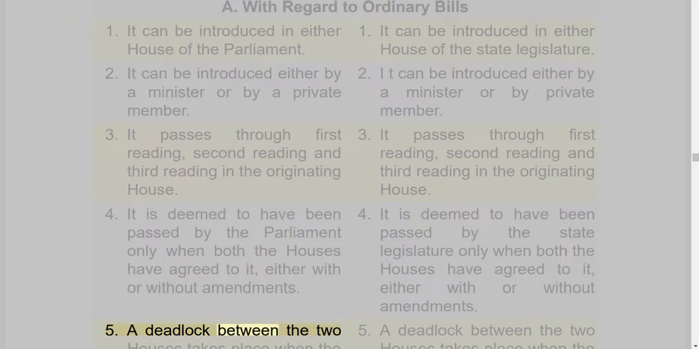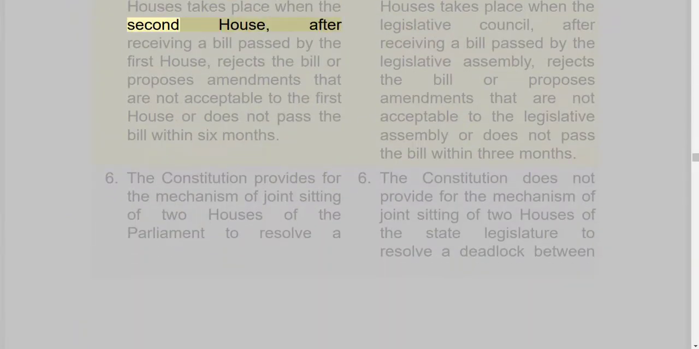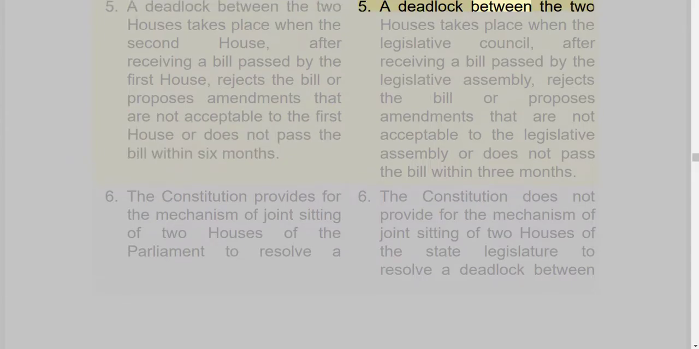5. A deadlock between the two houses takes place when the second house, after receiving a bill passed by the first house, rejects the bill or proposes amendments that are not acceptable to the first house or does not pass the bill within 6 months. 5. A deadlock between the two houses takes place when the Legislative Council, after receiving a bill passed by the Legislative Assembly, rejects the bill or proposes amendments that are not acceptable to the Legislative Assembly or does not pass the bill within 3 months.